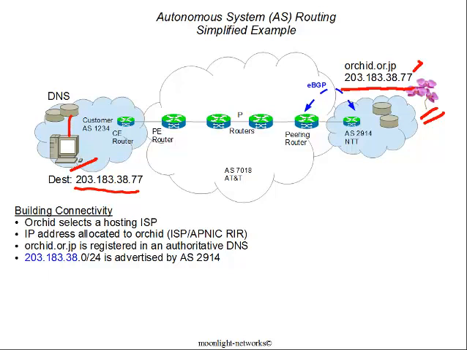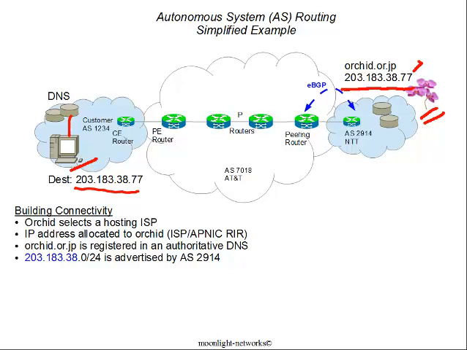One is an external border gateway protocol, so that is a protocol for exchanging address availability across ASs. It is not a routing protocol. It's strictly used to expose addresses and identify where connectivity, or reachability, I should say, is possible.